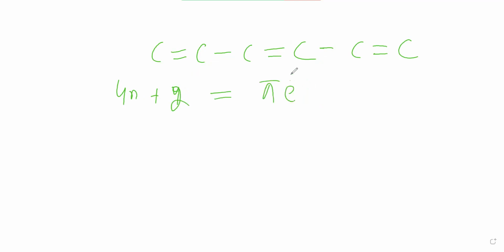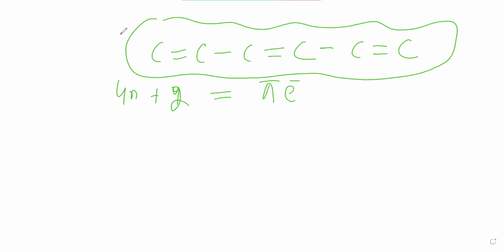Now, what we mean by the Huckel rule, let's apply here. Again, let me draw this structure. Okay, so 4n plus 2 is equal to the number of pi electrons. Look at this structure. How many pi electrons are present here? 6.